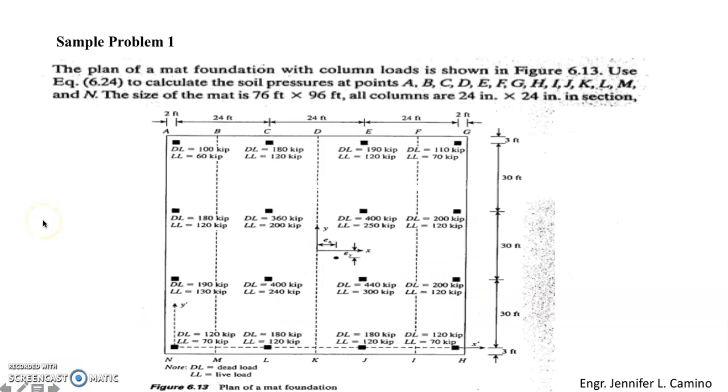So let's have the application for the structural design for a mat foundation. Of course, you are given with a plan of a mat foundation. There are 12 columns in this concrete slab, and they are given with the dead load and live load per column. Of course, the column section is 24 inches by 24 inches, and the size of the mat foundation is 76 by 96.50. So this is the plan of a mat foundation.